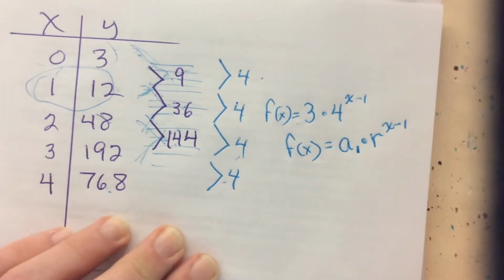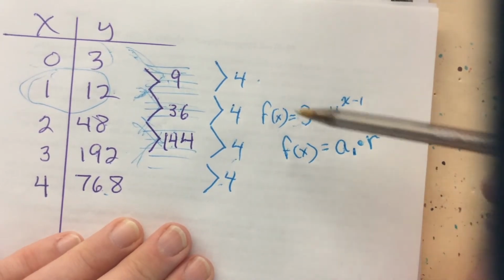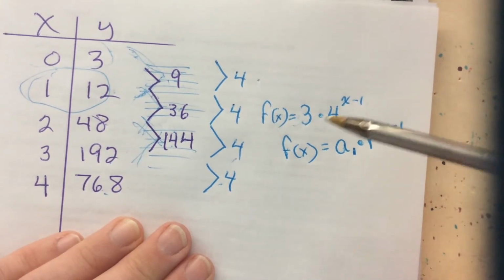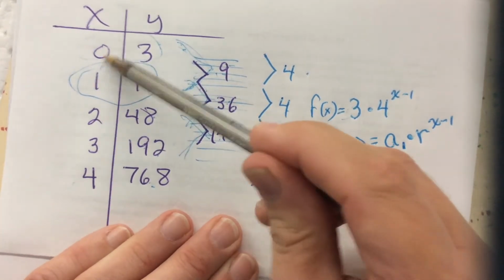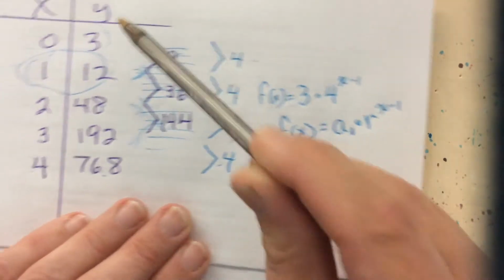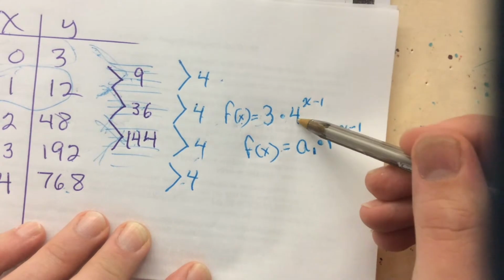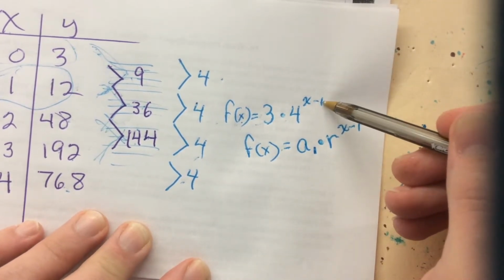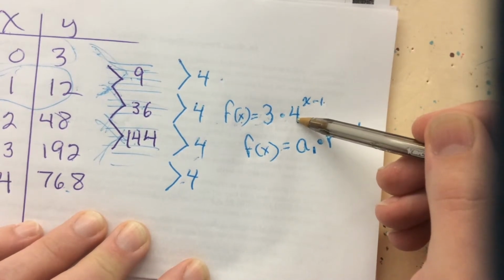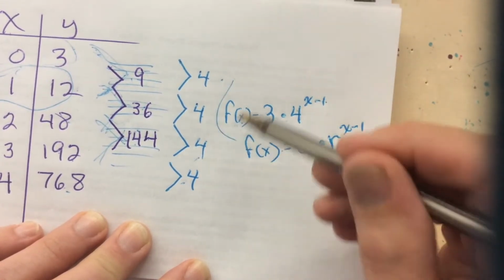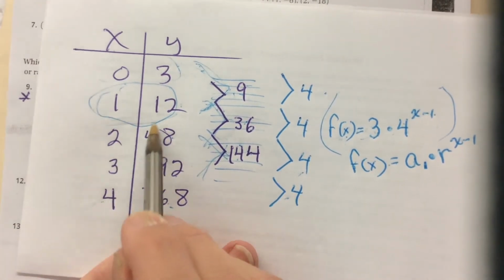Is that right? Well, let's think about that for a second. What if x is 1? Does that work here? Remember, anytime you write an equation, what you're saying is this equation is the rule that will give me this number if I tell you this number. If I tell you what this number is, my rule will tell you what this number is. So let's plug in 1 and see what we get. F of 1 is equal to 3 times 4 to the 1 minus 1. Okay, 1 minus 1 is 0, and 4 to the 0 power is 1. 3 times 1 is 3, right? So if x is 1, this equation says f of x will be 3. Let's go back over here. That's not the rule that goes with this.